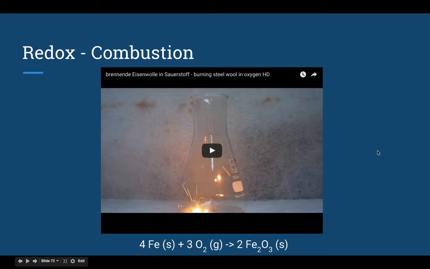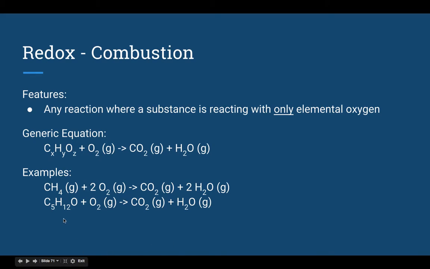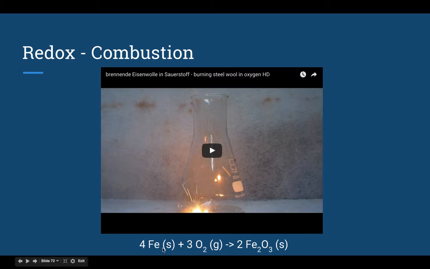Here's an example of a different kind of combustion reaction. Even though the ones we'll typically see are going to be hydrocarbons, or things containing carbon, hydrogen, and maybe oxygen, combusting, we also have other types of reactions. Again, a combustion reaction is just one where a substance reacts with only elemental oxygen. So here is an example of iron reacting with elemental oxygen to form iron oxide, in this case iron 3 oxide, which is rust. You don't really think of iron as being combustible, and it won't usually. You can't really light iron on fire.